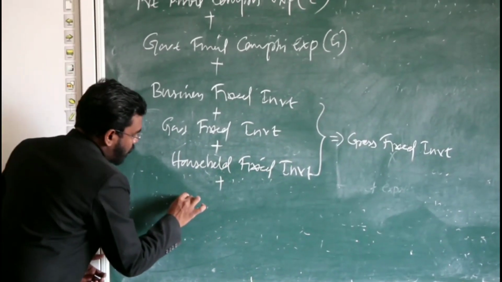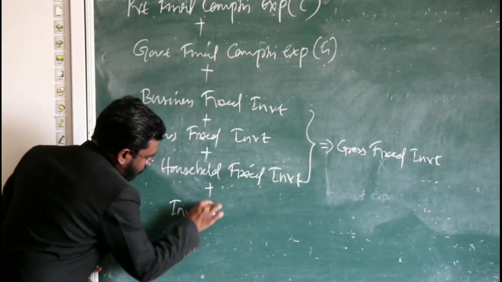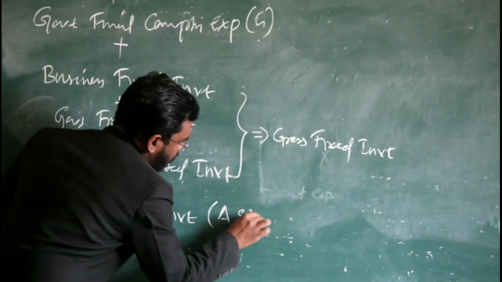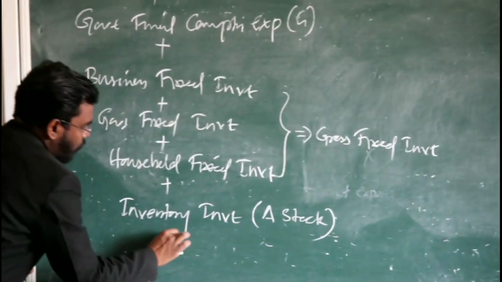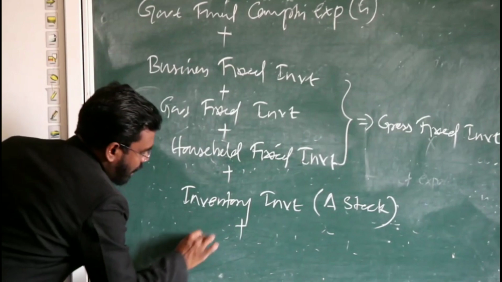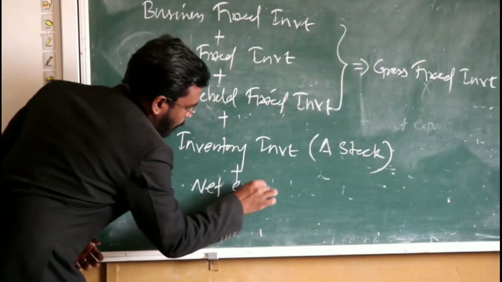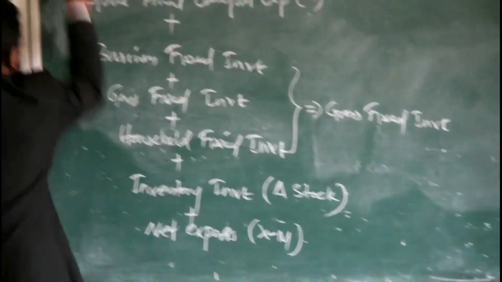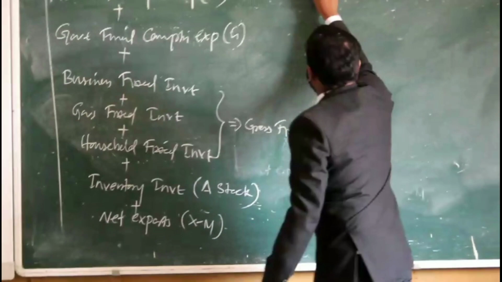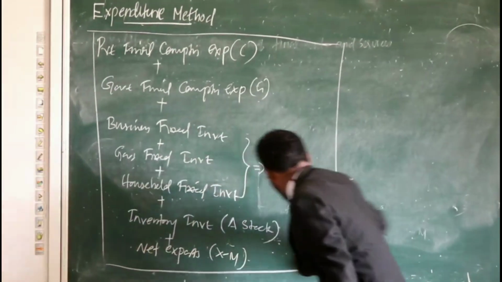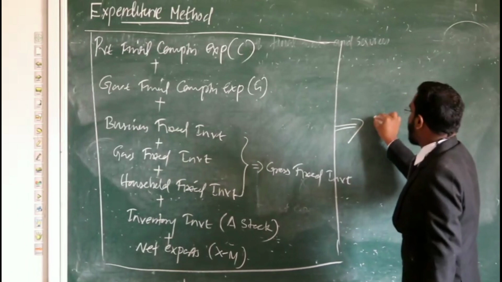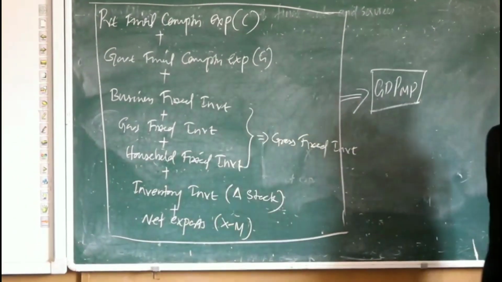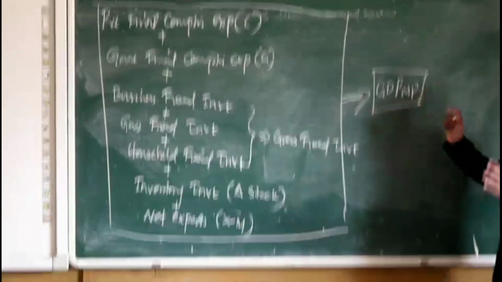So fixed investment is over. Next one, inventory investment. Inventory investment means delta stock, change in stock. Then fourth expenditure, that is net export. Next, net export means X minus M. So just add all these, then what will we get? We will get GDP MP. After adding all these expenditures, we will get GDP MP.